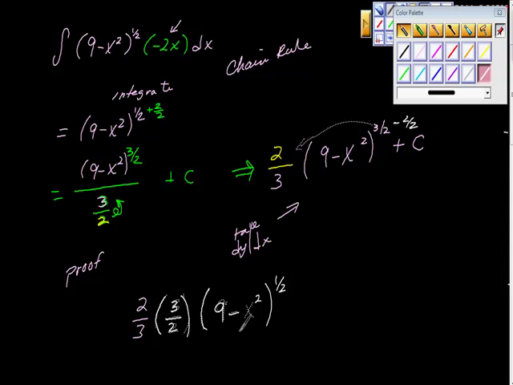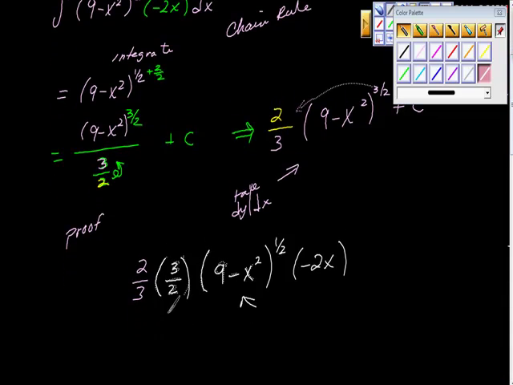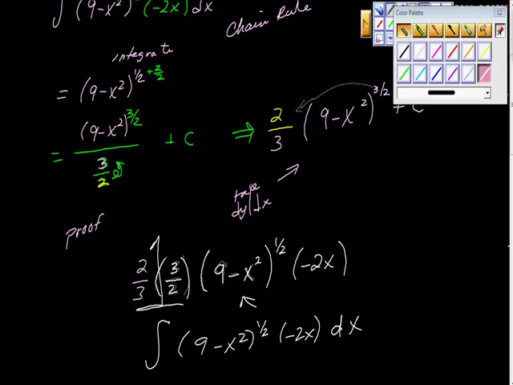So here's the inside right here. Now I am using the chain rule. The derivative of the inside here is negative 2x. So 2/3 times 3/2 is 6/6, which is just 1, right? It's just 1. And then we get 9 minus x squared to the 1/2 times negative 2x. And we know that that is where we started, right? So we started here and we're going to end here. So there's our proof through differentiation.